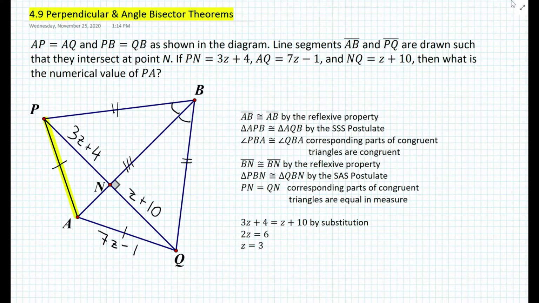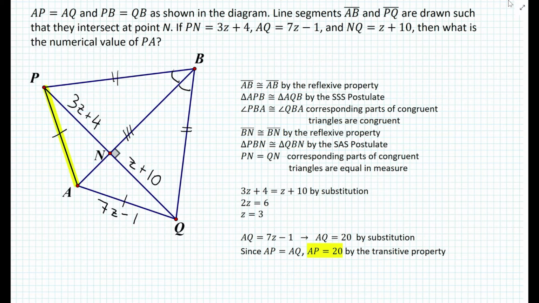Now that we have the value of z, we want to now substitute into the length from A to Q, which is 7z minus 1. So if we substitute into AQ equal to 7z minus 1, we obtain a value of AQ equal to 20. That's by the substitution postulate. And then we know that from the given that AP is equal to AQ, and therefore by the transitive property, we know that AP must be equal to 20.